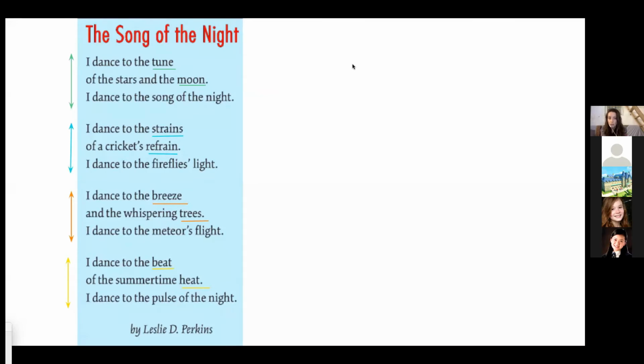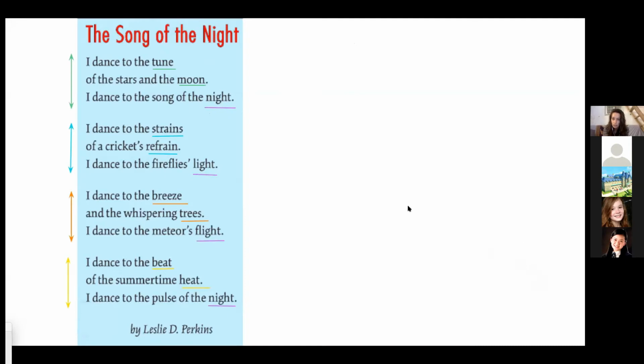I dance to the song of the night. I dance to the firefly's light. I dance to the meteor's flight. I dance to the pulse of the night. What do you notice about those four lines? Do you hear something that's similar about all of these lines? Yes. Tell me. It rhymes with each other. So the last word in each of those lines are rhyming with each other. So that is another part of our structure.